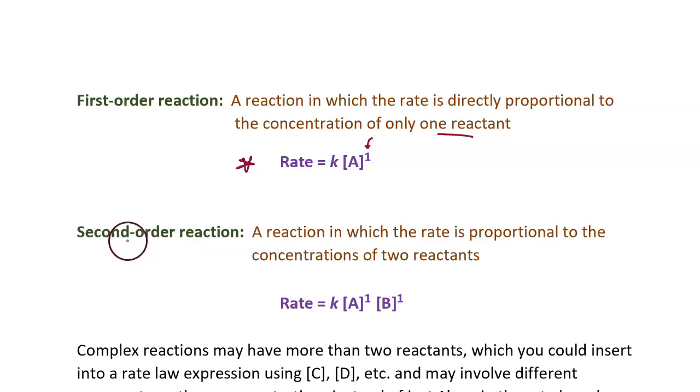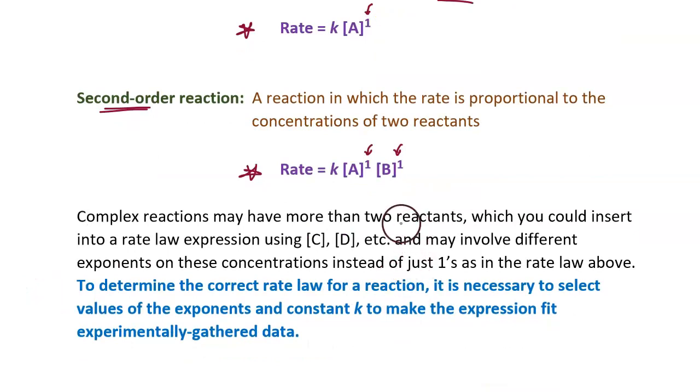Another vocabulary word is second-order reaction. This is a reaction in which the rate is proportional to the concentrations of two reactants. If we represent the two reactants using A and B instead of being specific and actually naming certain chemicals, then here is the rate equation for a second-order reaction. It involves some number K that you'd have to figure out from doing an experiment times the concentration of the first reactant to the first power times the concentration of the second reactant also to the first power. Observe that if you add these exponents, it adds up to 2, which corresponds to the name second-order reaction.